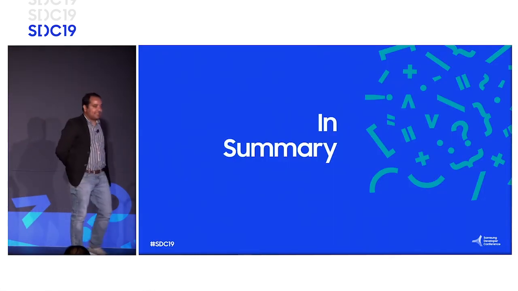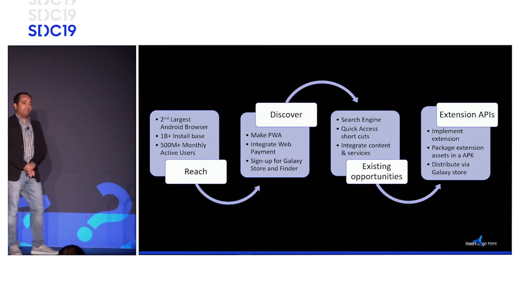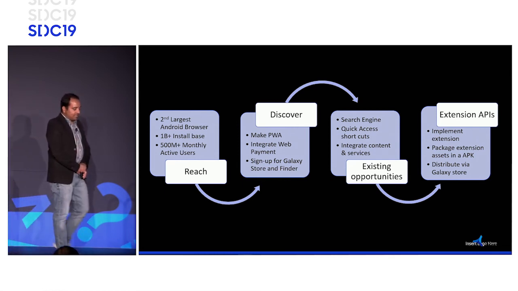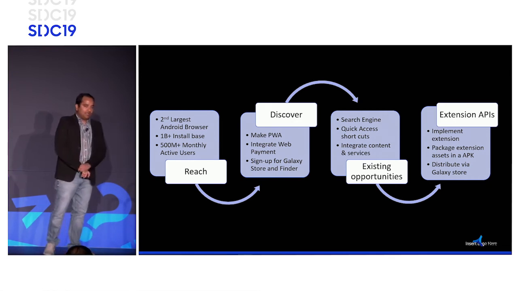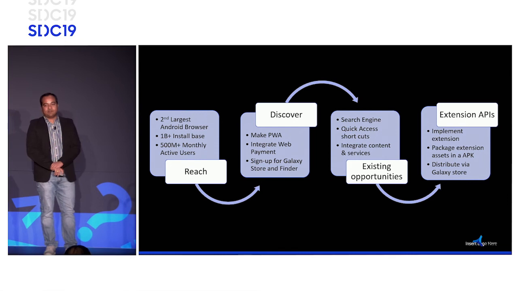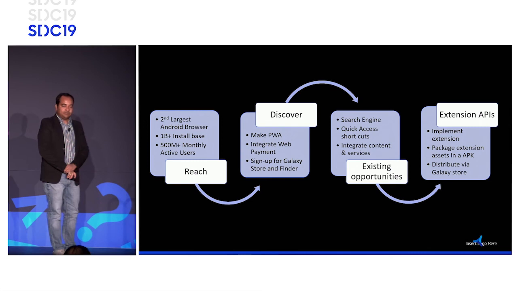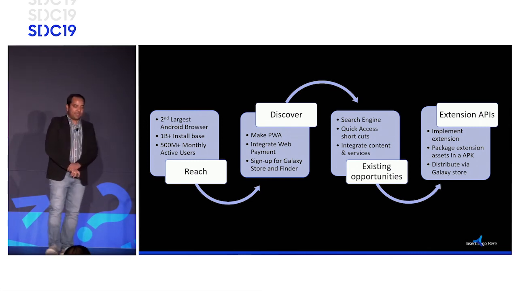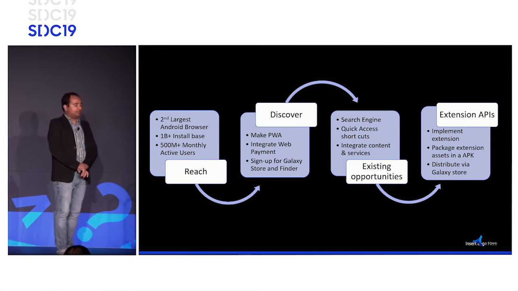So, just in summary, what we learned today. The reach, again: Samsung Internet, second largest Android browser, 1 billion plus install base, and 500 million monthly active users. There are different ways your services can be discovered with Samsung Internet: make your web app PWA compatible, integrate with web payments, and sign up for Galaxy Store and Finder. And that's all you need to do, and millions of users will be able to discover your service.